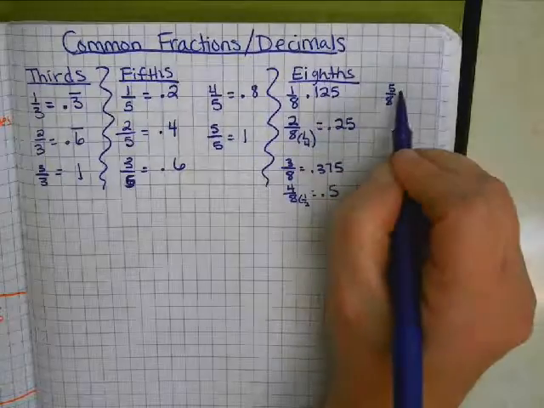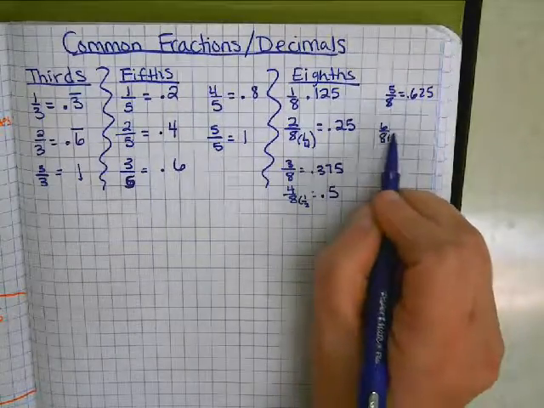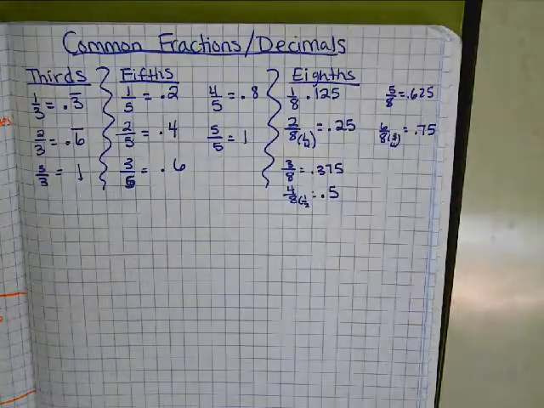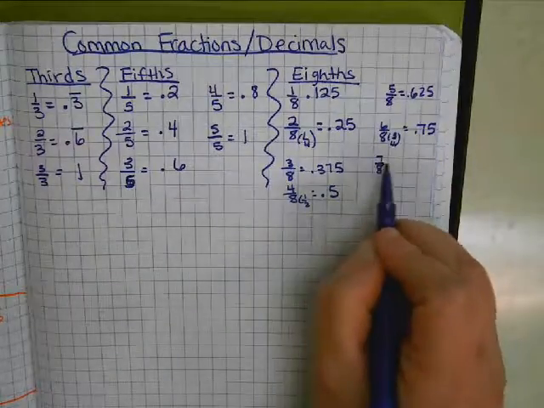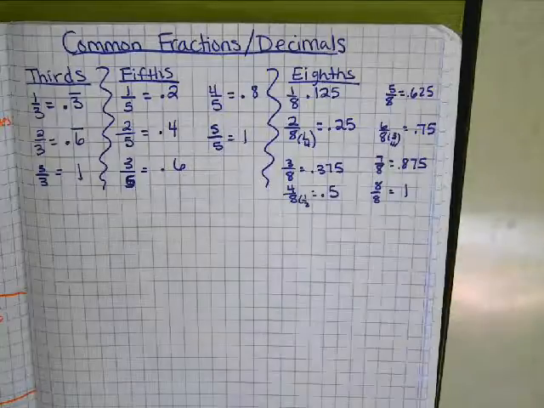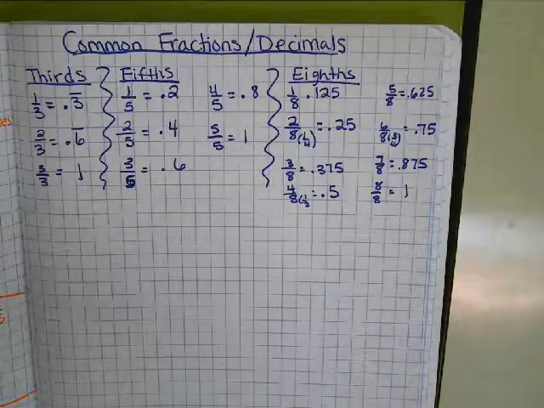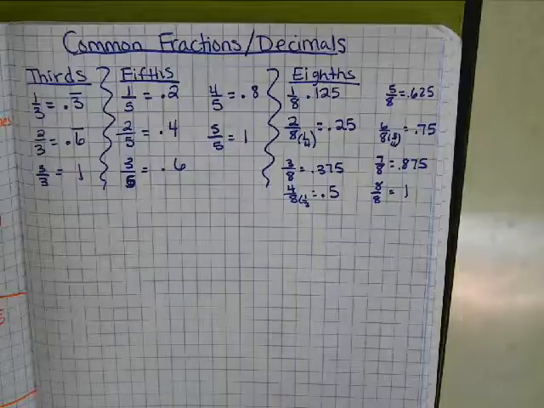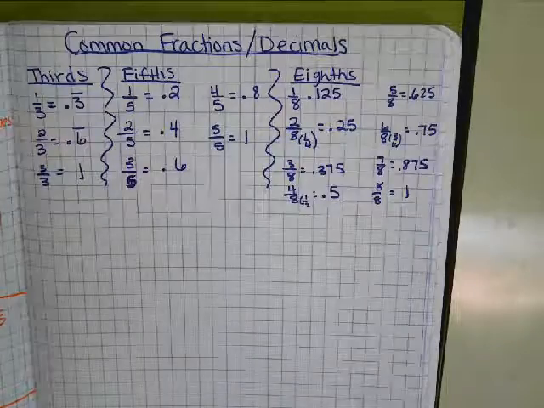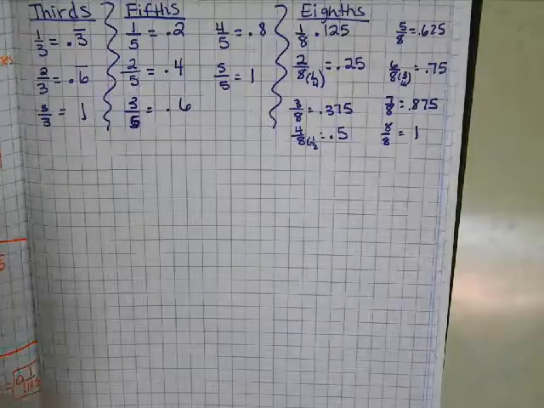5/8 is 0.625. 6/8, which simplifies to 3/4. So 3/4 is 75 cents. 7/8, 0.875. And 8/8 is 1. So these are some common fraction decimals that we want to work on memorizing and just knowing. 4/8, that's 1/2, 0.5. Or 1/8, that's 0.125. These are ones you're going to see a lot. All right. So when you're ready, we can move on. So you can pause it if you still need to.